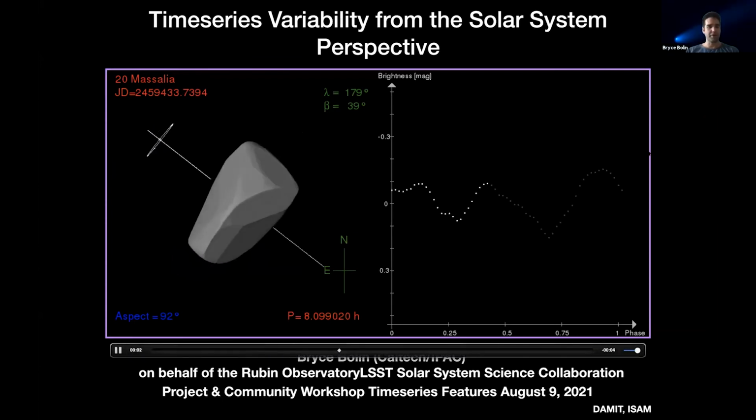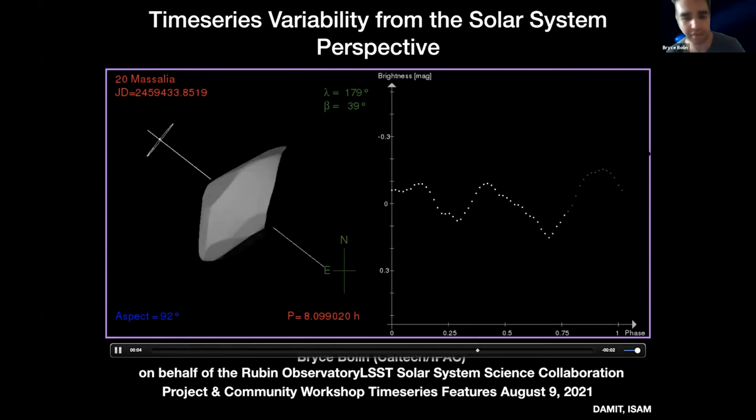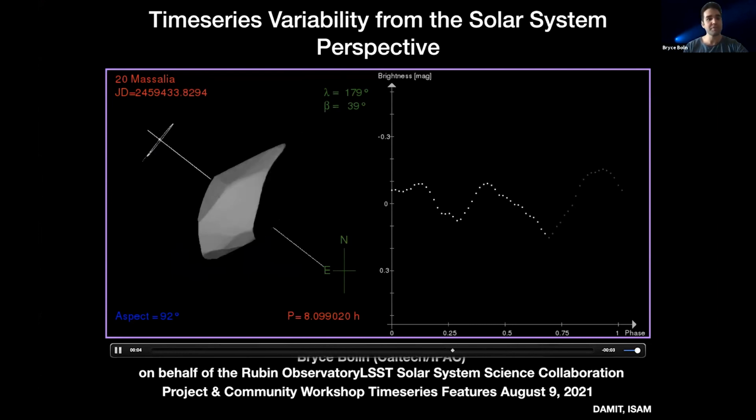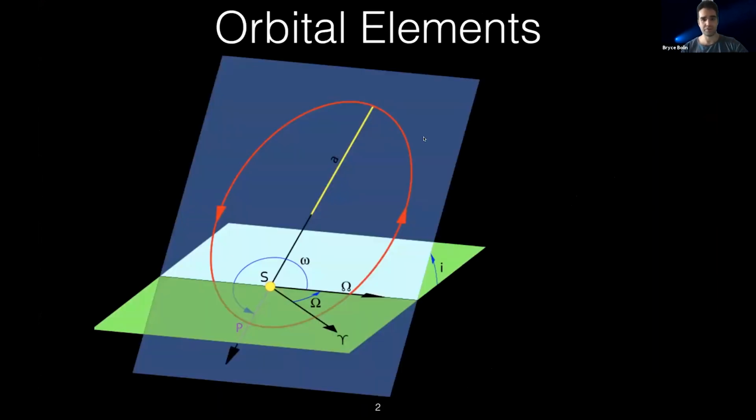All right, so I'm going to talk about the variability as seen from the solar system perspective. That is the variability of objects that are detected in Rubin Observatory, which are asteroids and comets. So first, before I get into that, I'll discuss a bit about the orbital elements, because this is relevant to the discussion of variability.